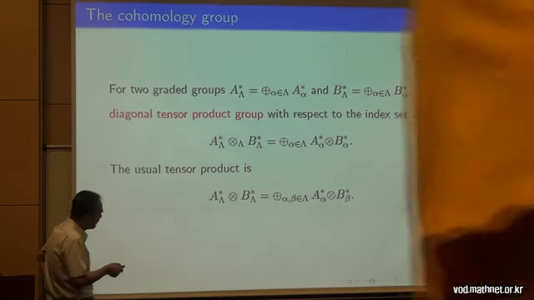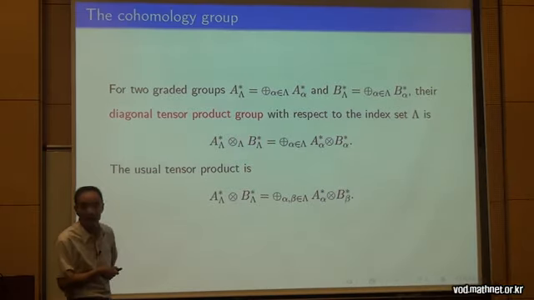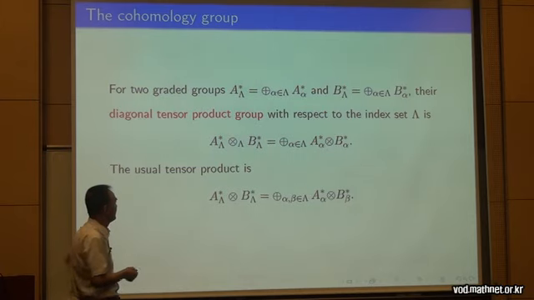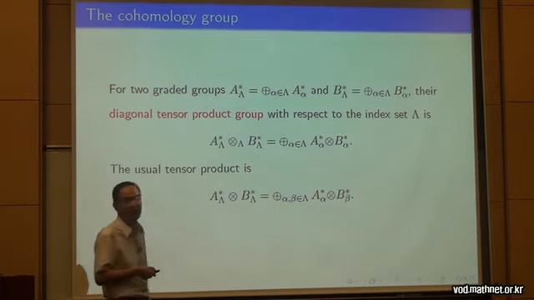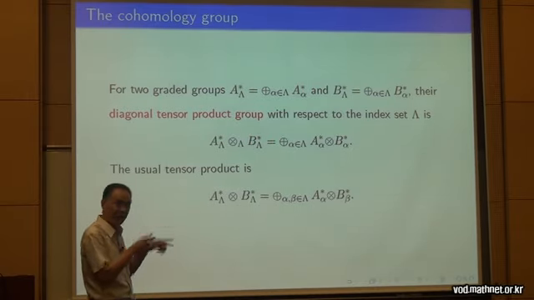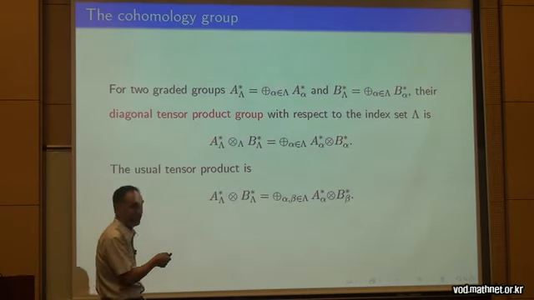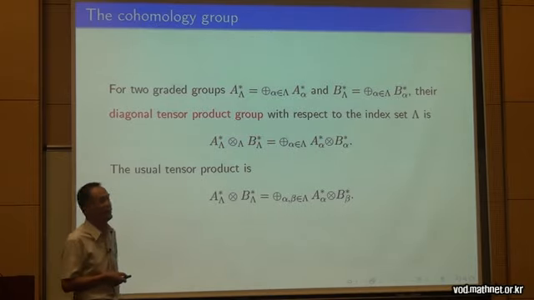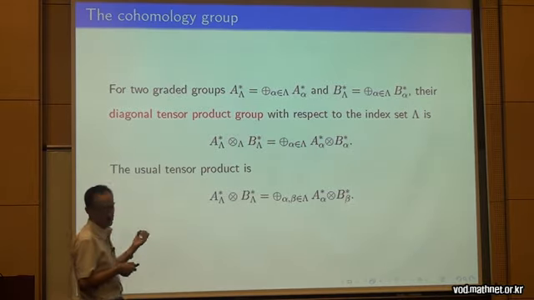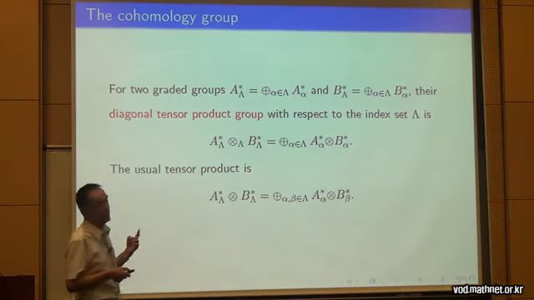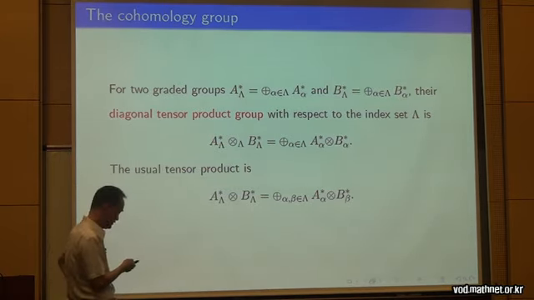Now, the next is to compare the usual tensor product of the two graded groups. The usual tensor product is also a direct sum because each of them is a direct sum of subgroups. So the tensor product is the direct sum group of this. The index set is lambda times lambda. Alpha beta in lambda means the index set is lambda times lambda. And so the diagonal tensor product's index set is in fact the diagonal of this lambda times lambda. So it is called diagonal tensor product. And our computation is that the cohomology of the polyhedral product, first the group, is a diagonal tensor group.